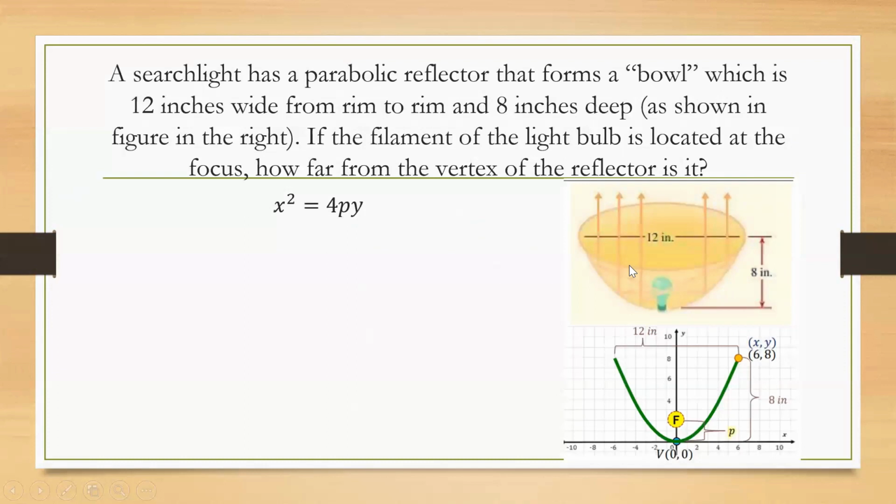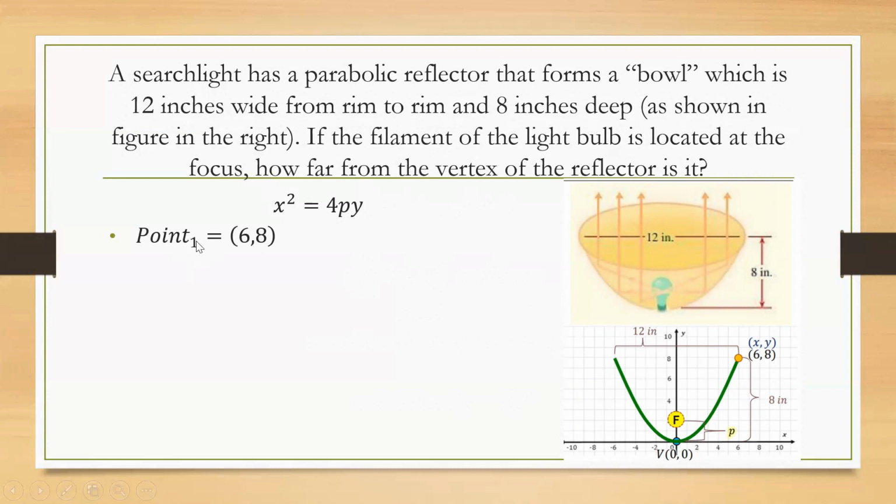When dealing with word problems, it's easier if we put the vertex at the origin, unless it's specified. Right here it is not specified, so we'll just put our vertex at the origin. So here we got our vertex right here at 0, 0. That's why we have this equation. This is the one that we will be using. Next, in order to find the focus, we have to find our p.